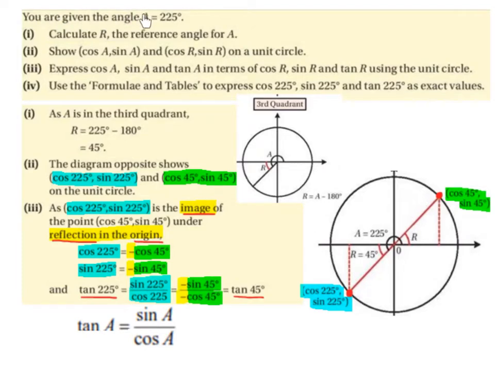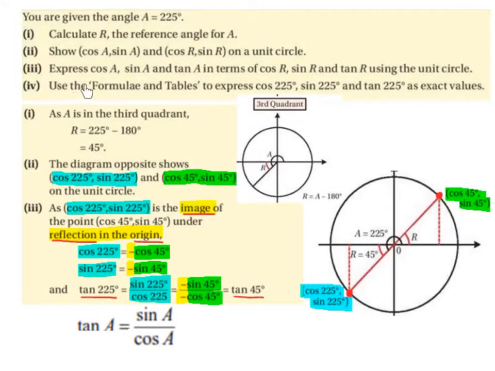You are given the angle A equals 225 degrees. Part 1, calculate the reference angle for A. Part 2, show cos of A, sine of A and cos of R, sine of R on a unit circle. Part 3, express cos of A, sine of A and tan of A in terms of cos of R, sine of R and tan of R using the unit circle.